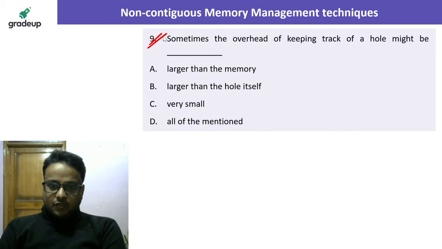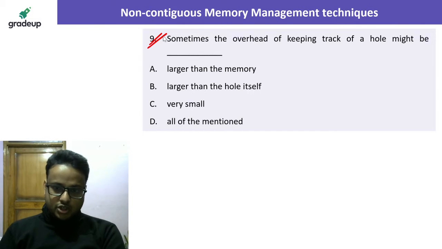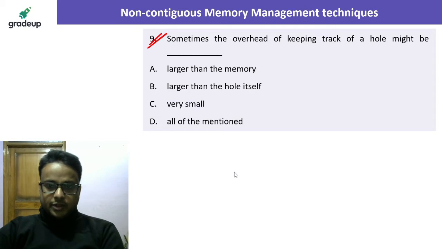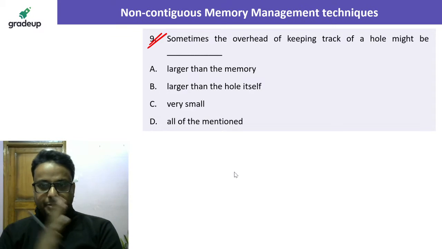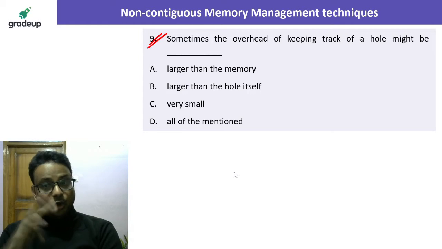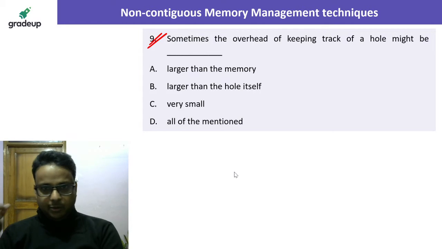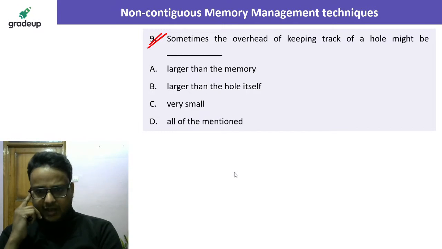Sometimes the overhead of keeping track of a hole might be dash. So what they are talking about: we have to keep track of holes, meaning free space, so it will be overhead. So what is overhead? Why? What will be the problem? So it may be larger than the memory, larger than the hole itself, very small, all of the mentioned.